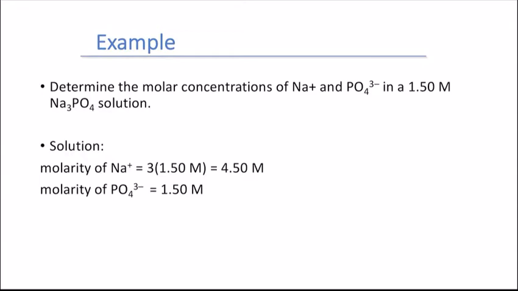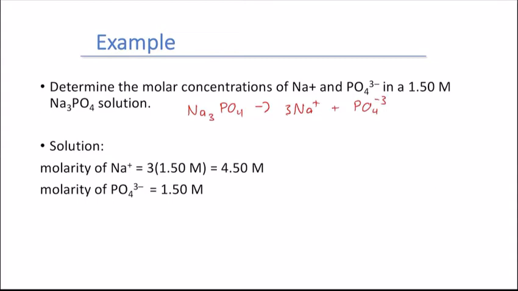So we can also use the idea of molarity to figure out what the concentration of different ions are in solution. An example of this, if we have 1.5 molar concentration of sodium phosphate, what is the molar concentration of the sodium ions? What is the molar concentration of the phosphate ions? So if we remember, if I have sodium phosphate, I have 3 sodiums and 1 phosphate. So when that gets dissolved in solution, we have 3 sodium ions plus 1 phosphate ion.